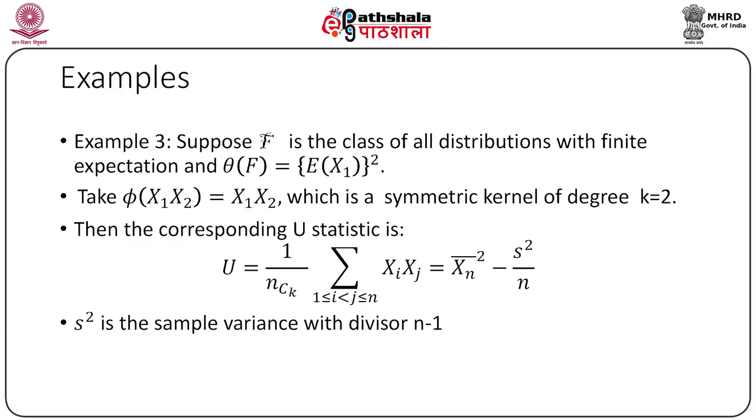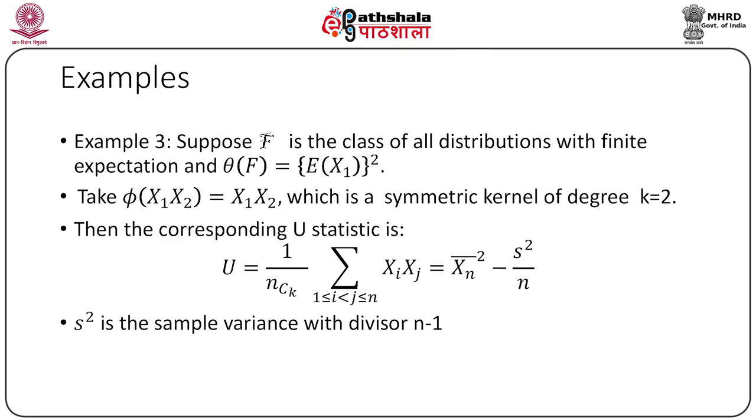Now, consider the estimation of the mean square, that is, the square of the expected value. Since observations are IID, we can express the square of the mean as the expected value of x1 into x2. Thus, we take the kernel as phi x1 x2 equal to the product x1 x2. Naturally, phi x1 x2 is symmetric but of degree 2. Now, the corresponding U statistic takes the form x bar square minus s square by n. This can be found after a little bit of computation, where s square is the usual sample variance with divisor n minus 1.